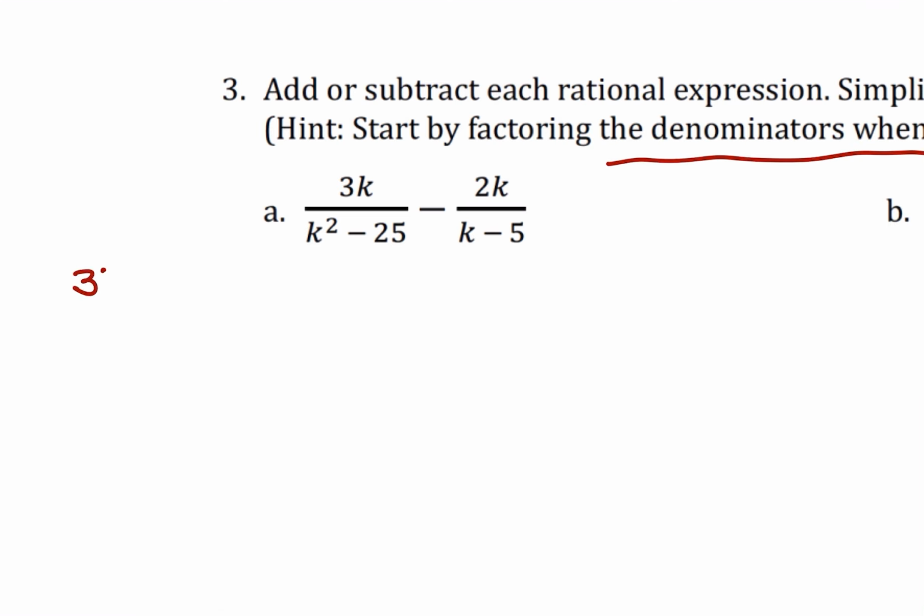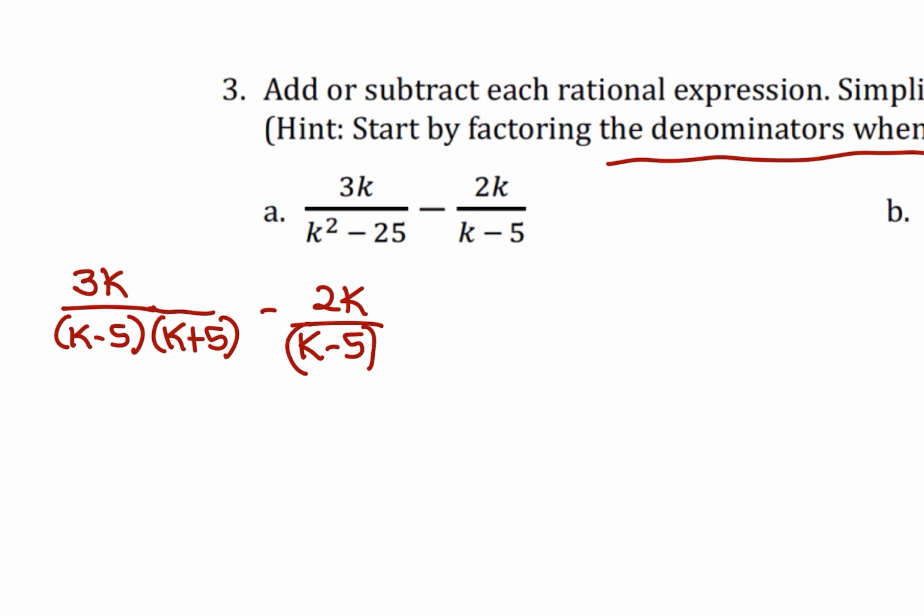Let's start with 3a. I'm going to start by factoring 3k over k minus 5 and k plus 5. So k minus 5 times k plus 5. And then we have minus 2k over k minus 5. I'm going to put that in parentheses too, just to make everything look the same. And we don't have a common denominator right now because the second fraction is missing a k plus 5. So I'm going to put in a k plus 5 in the denominator, so now they are common denominators.